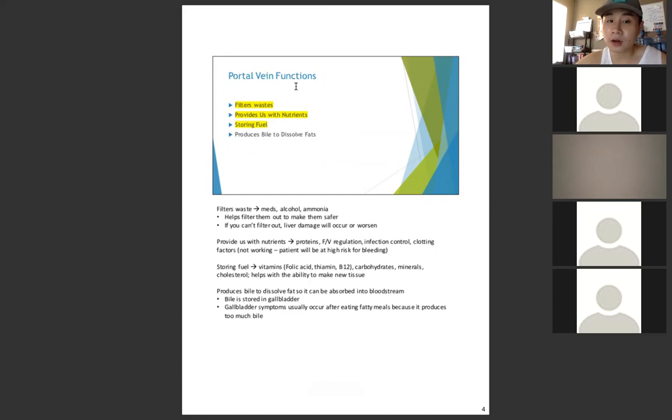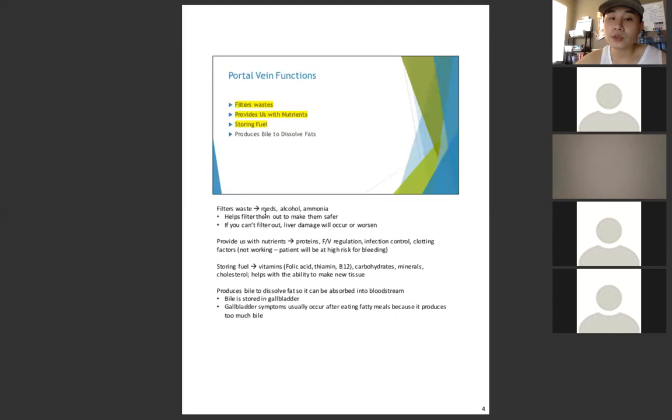So the function of the portal vein is because the liver helps us to excrete and filter the waste from the blood. So that when the portal veins bring blood to the liver, it is able to do its job. So that's why one of the functions of the portal vein is to filter the waste. It provides us with nutrients. The portal vein brings blood into the liver. When the liver receives the blood, it is being perfused, receiving oxygen and nutrients from what we eat. It's storing fuel and it produces bile to dissolve fat.